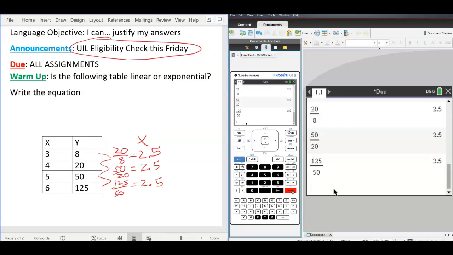Now, if each time gives us the same common ratio of 2.5, that's your multiplier. Is that A or B? That is your B. So, remember, it's y equals A times B to the power of x. The multiplier is B, okay?